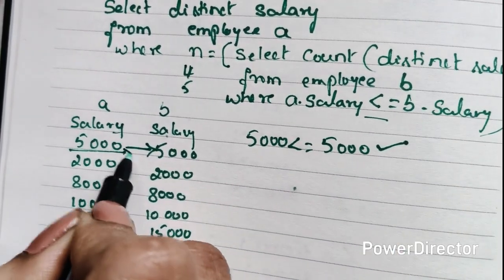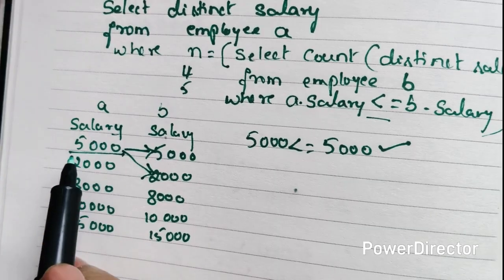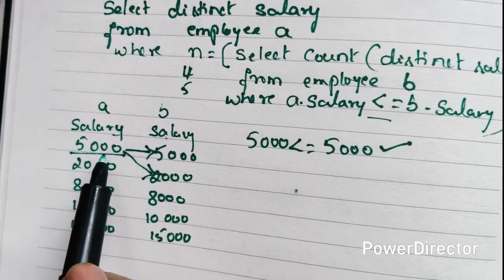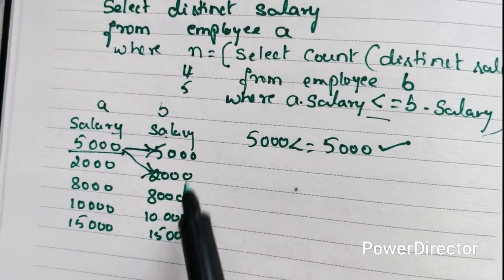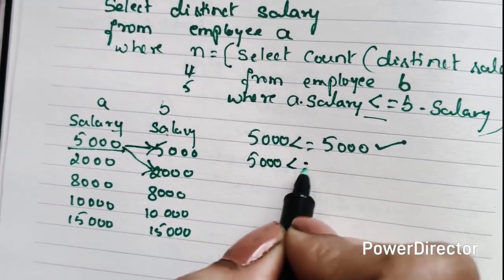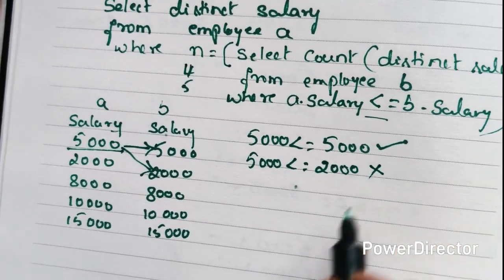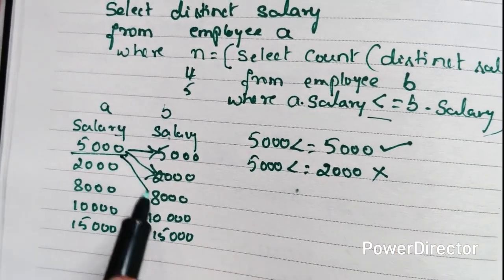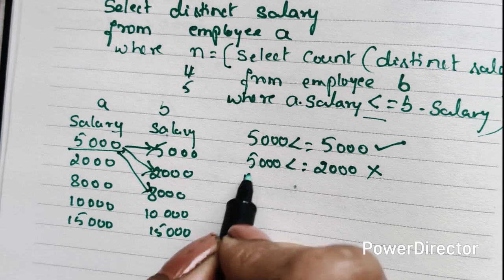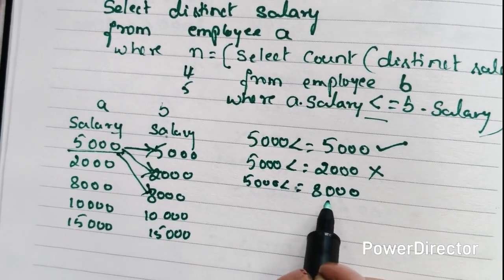Again, this salary will be compared with the second one. That means the first salary, A's salary, will be compared with all these employee salaries. Again, 5,000 is less than or equal to 2,000. Is the condition true? No, it is not true. It will compare with the next salary. 5,000 is less than or equal to 8,000. Is the condition true?